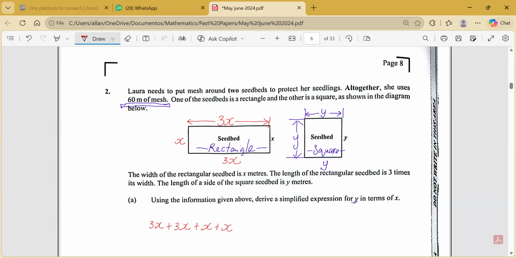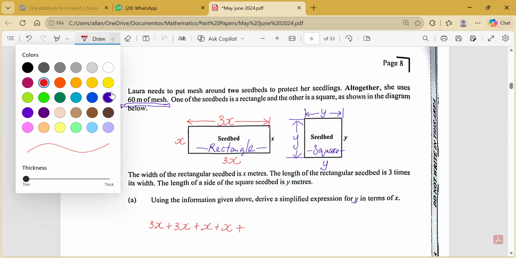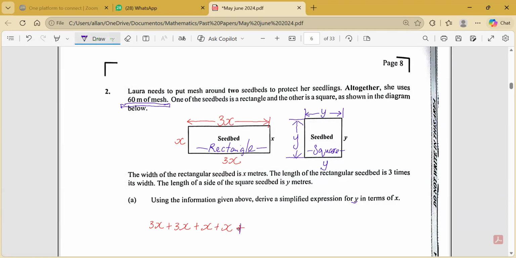All right. Plus, what about the blue now? What about the square? The square will be what? y plus y plus y plus y. All of that will be equal to what? So 8x plus 4y. All of that is equal to what? All of this is equal to what?